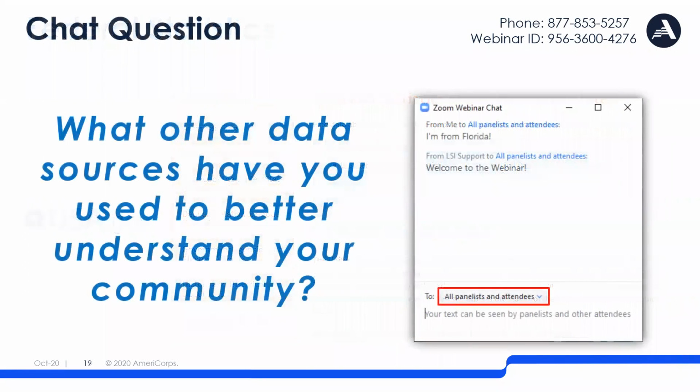Sounds good, Shannon. Yeah, let's get a chat question going. Get everyone's keyboard fingers going. But yeah, we would love to hear what other data sources have you referenced in order to better understand your community and complete your community needs assessments.